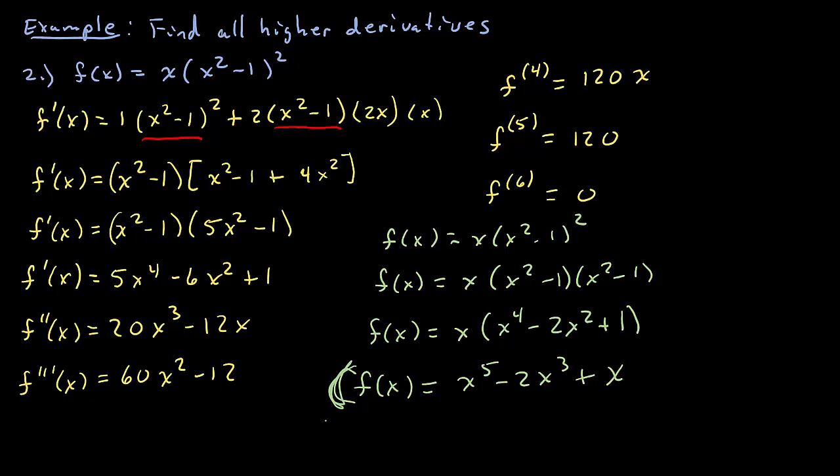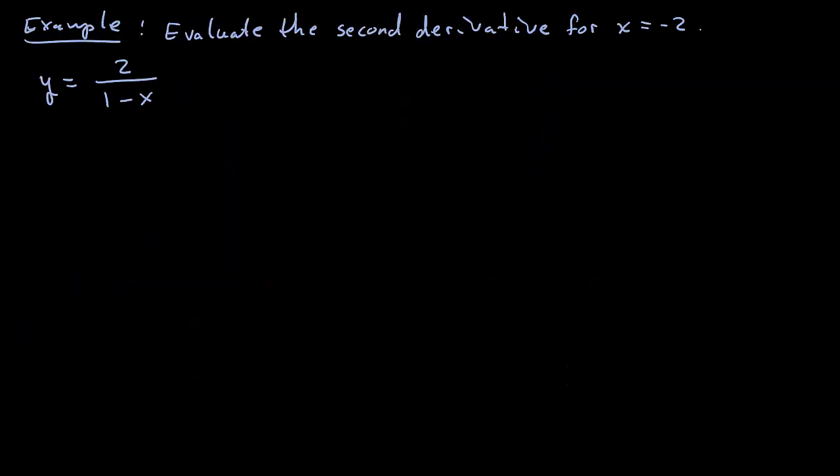All right, now let's look at this problem. Evaluate the second derivative for x equals negative 2. All right, so let's see what we get here. Now, to work this problem, I could use the quotient rule, right? Derivative of the numerator times the denominator minus the derivative of the denominator times the numerator, all that over the denominator squared. And that would be perfectly fine if you did that.